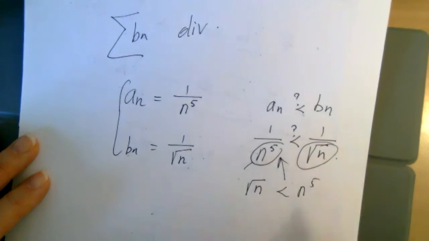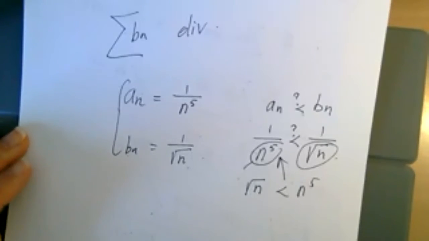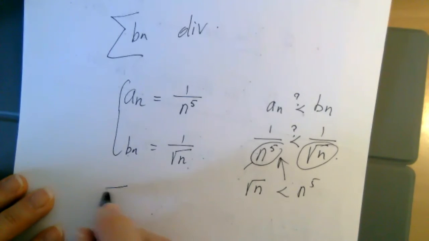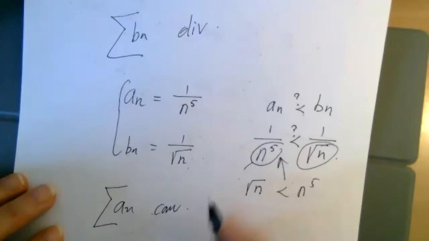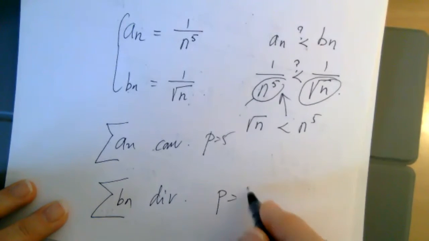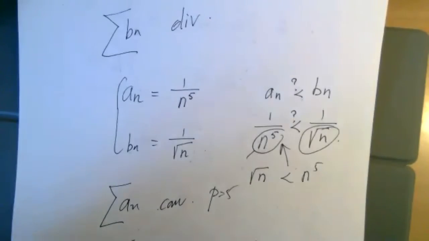So when I flip them, I get 1 over n^5 less than that. So far, everything is actually working well. Now, the larger, sigma a_n, of course converges because it is a p-series, p equal to 5. However, sigma b_n diverges because p is a half. Okay, so every part of the theorem is actually required.